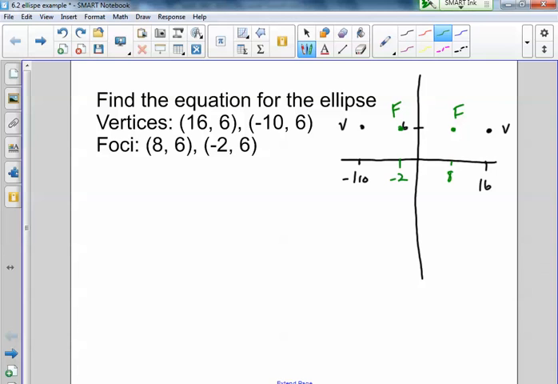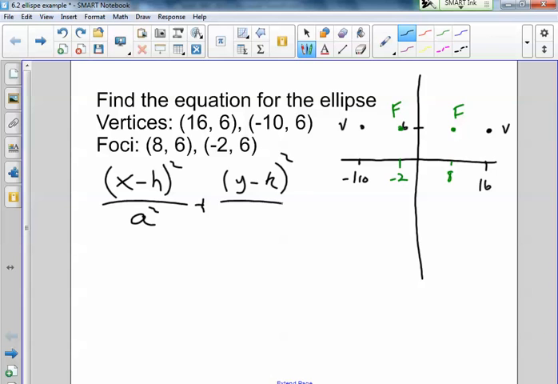So I can see that this is going to be an ellipse where the horizontal axis is going to be the major axis. So the general form of the equation is going to look like x minus h squared over a squared, because I know that the horizontal is going to be longer since the focus points are on that, plus y minus k squared over b squared equals 1. Now my job is to figure out a squared and b squared from the information I have here.